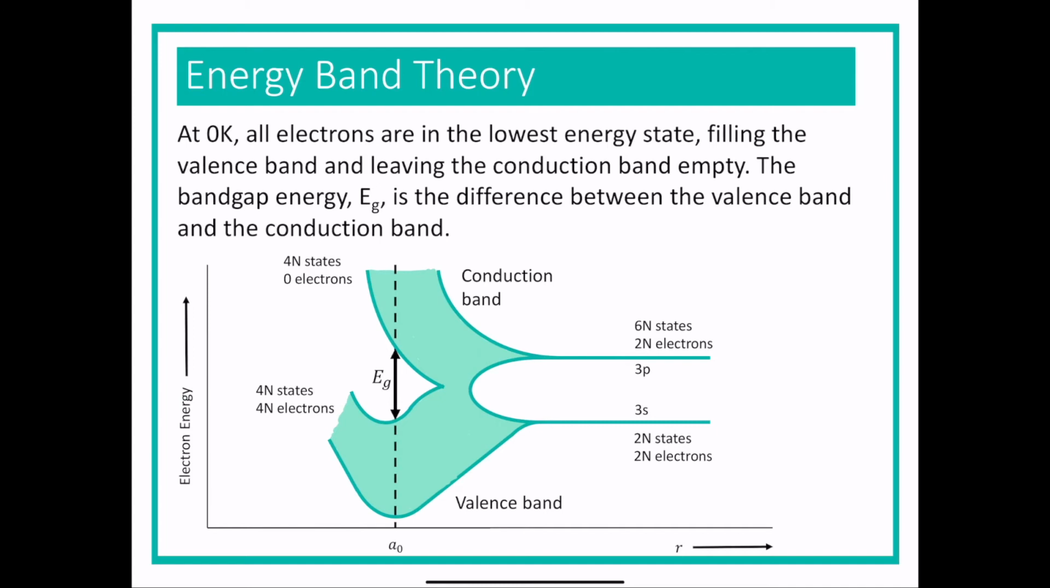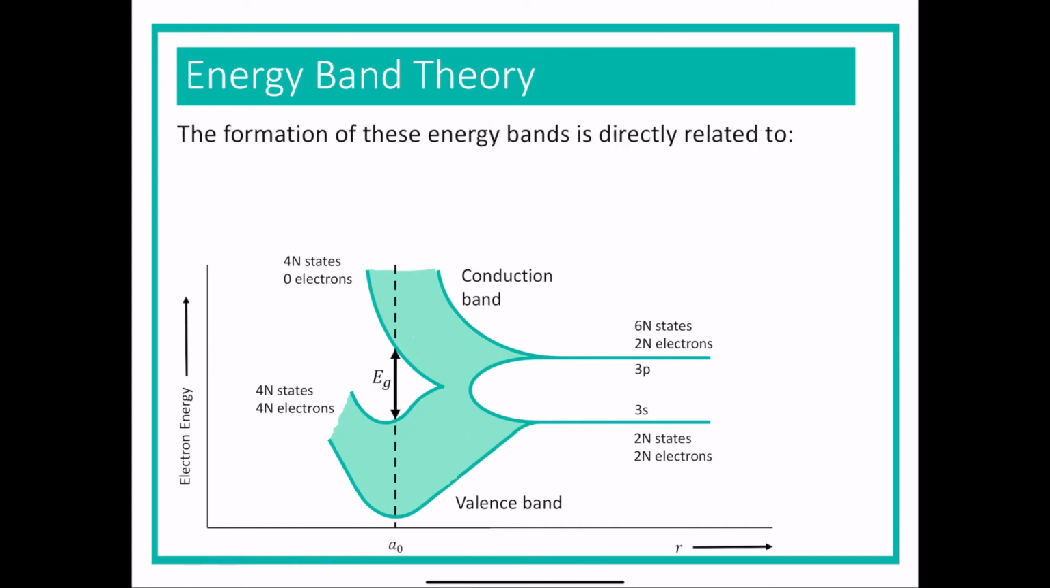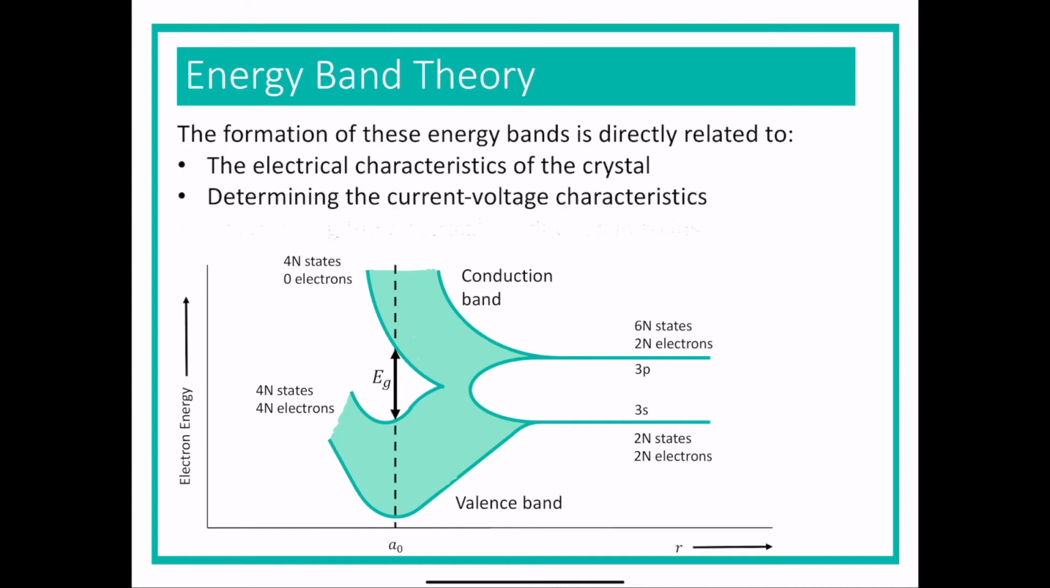All the electrons are in what we call the valence state. When we add energy, we can actually move some into the conduction band, but we're not going to do that yet. How these bands form when they come together is related to what type of structure you have. So the electrical characteristics of the crystal itself and how they come together determines the current voltage relationships and the electrical conduction, how these 2 bands are made. So it is sort of super theoretical at the moment.